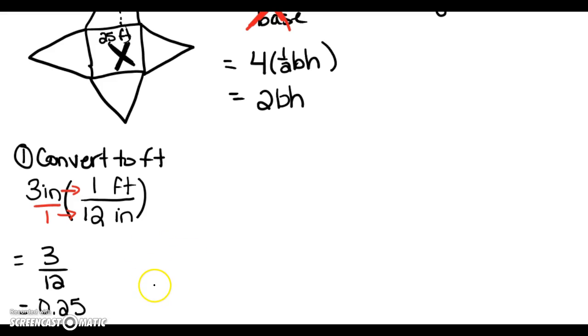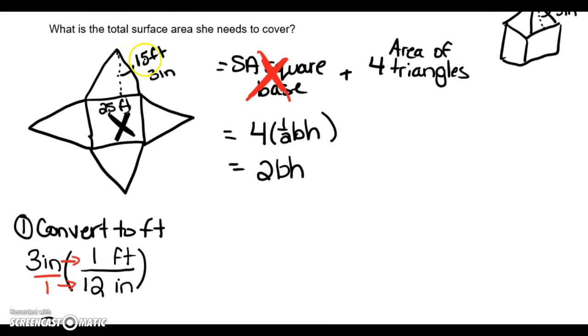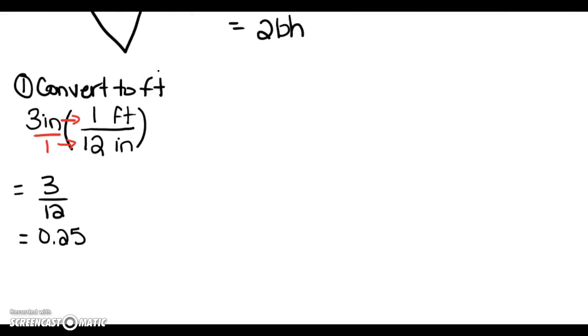And then what we need to do is, because the slant height of that roof wasn't just 3 inches, we have to add it with the original length, which if you remember up here was 15 feet 3 inches. So we go 15 feet plus that 3 inches, which was 0.25. And what we find is that the height is 15.25 feet. Now we're working with the same units.